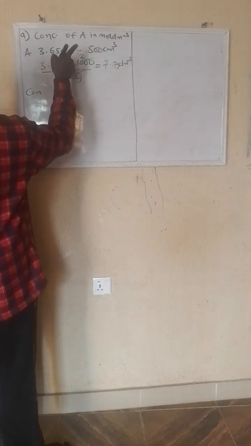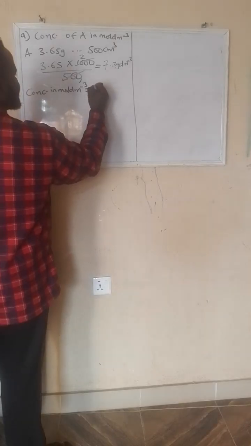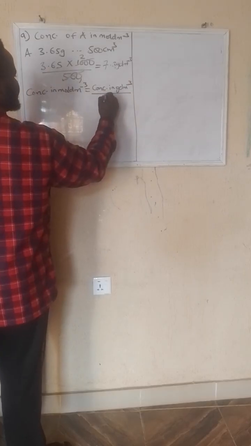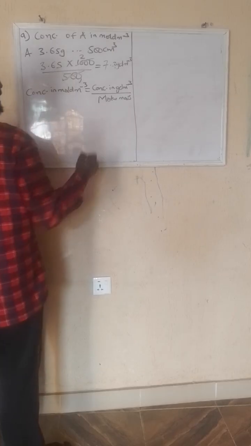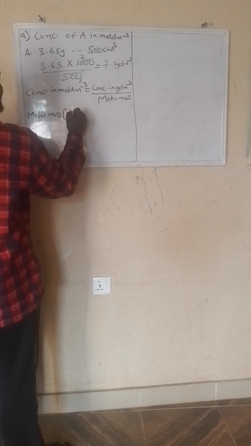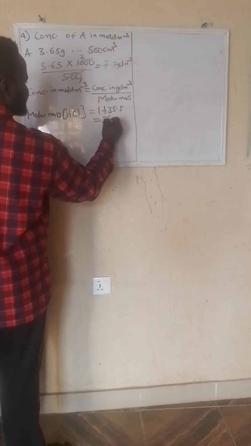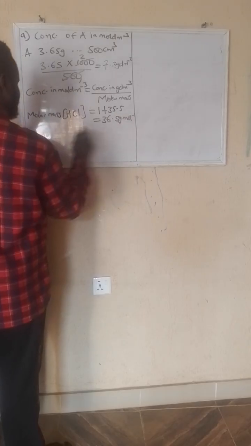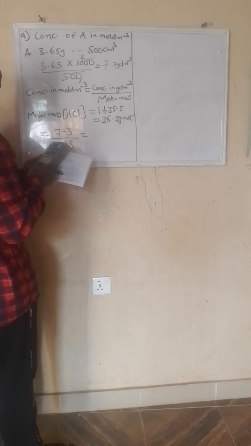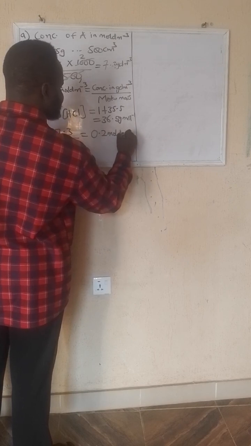So I'm now going to use this formula to get what I'm looking for. Concentration in mole per dm cube, which is the same thing as molar concentration, is equal to concentration in gram per dm cube, also known as mass concentration, divided by molar mass. Since A is HCl, the molar mass of HCl from the relative atomic masses, H is 1, Cl is 35.5, added together gives 36.5 grams per mole. So I'm going to have 7.3 over 36.5, and if I divide that, it gives me 0.2 mole per dm cube.